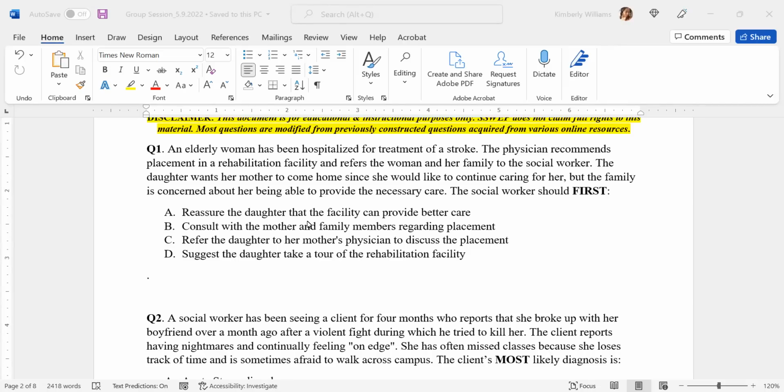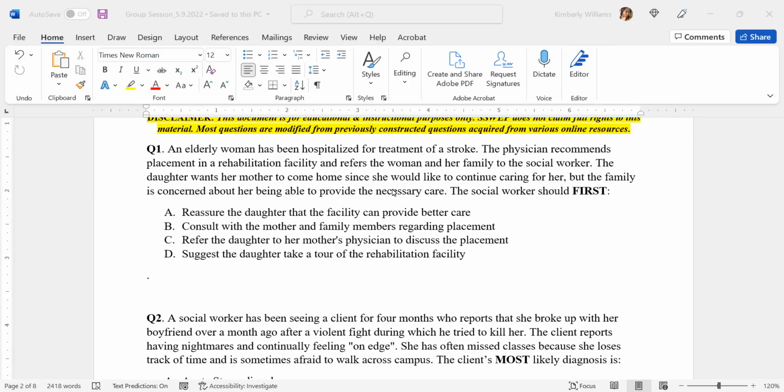All right, so right out the gate, before we run down to the answer choices, we want to kind of break down what's going on in the scenario. And we start that by just reading and understanding what's happening. So we know we got this woman that's hospitalized for a stroke, and the physician wants her to go to a rehab facility, but the daughter wants her to come home.